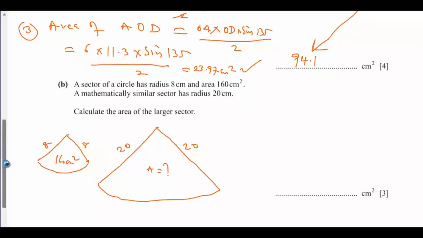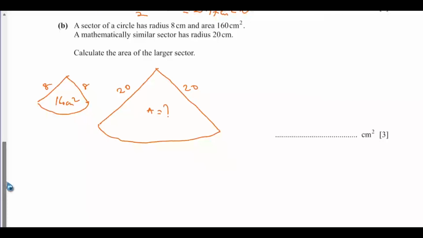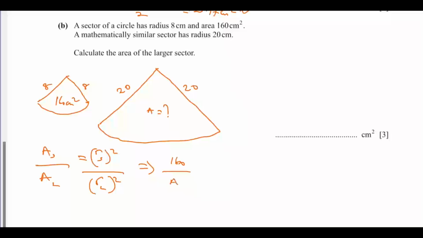Okay, so what we need to do is to say that we can say the area of the smaller sector over the area of the larger sector, AL, should be equals to the square of the radius of the smaller sector over the square of the radius of the larger sector. Okay, so that is what we need to do. So this implies that 160 over area of the larger sector to be equals to 8 squared over 20 squared.